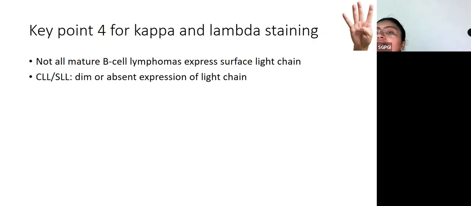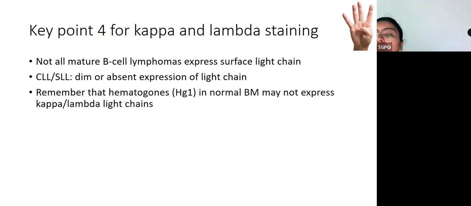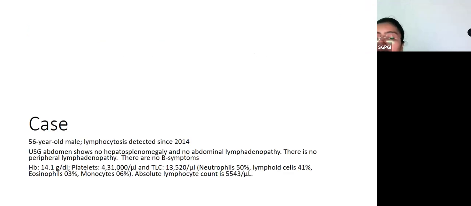This is especially true for CLL and SLL, which have very dim expression of light chains even in a clonal population, right? So sometimes the CLL cells may show you absent light chain expression. Don't worry about it. Don't run after it. Just remember that in your normal sample, you also have hematogones, especially the early hematogones, which will not have kappa or lambda light chains. So don't get hassled if you have cells that are negative for kappa and lambda.